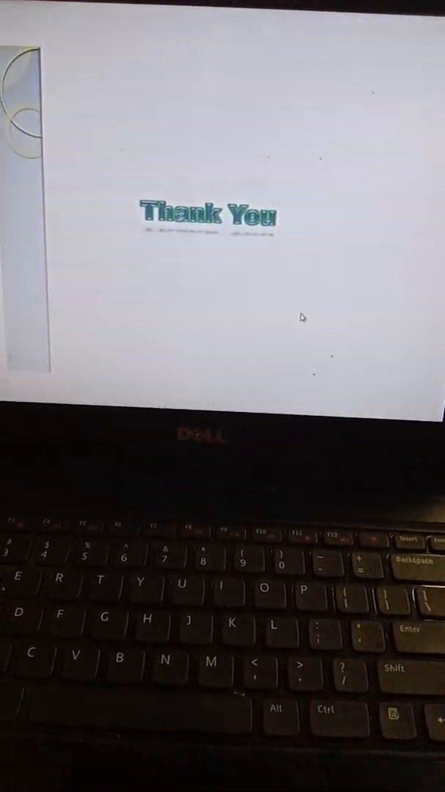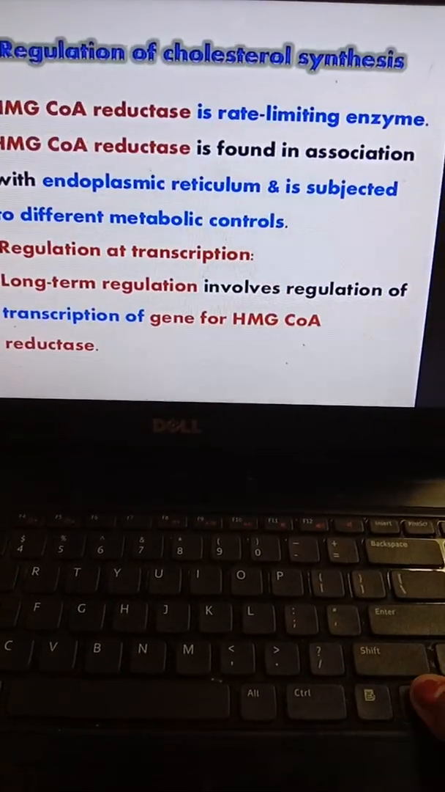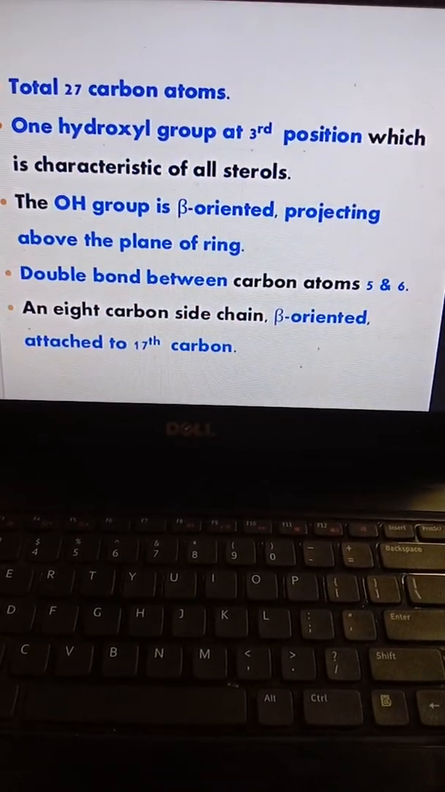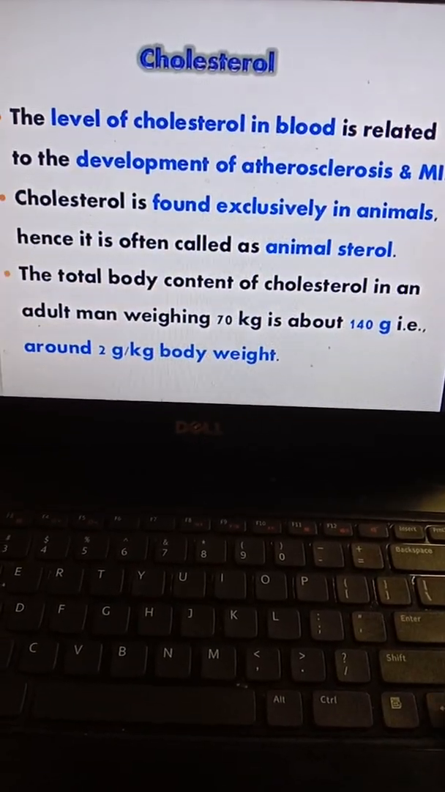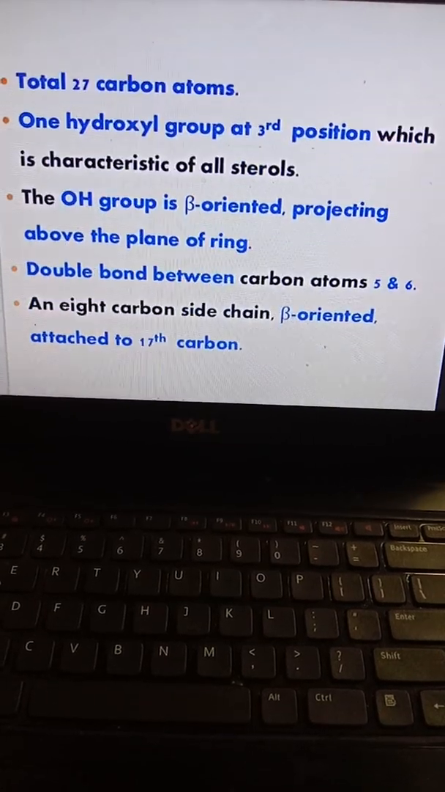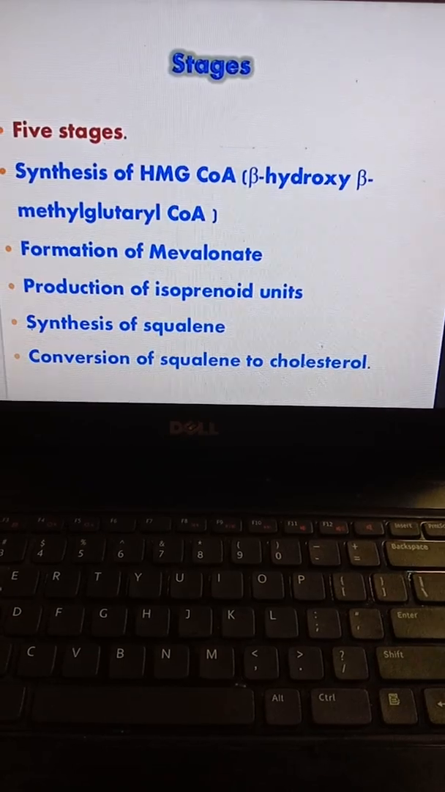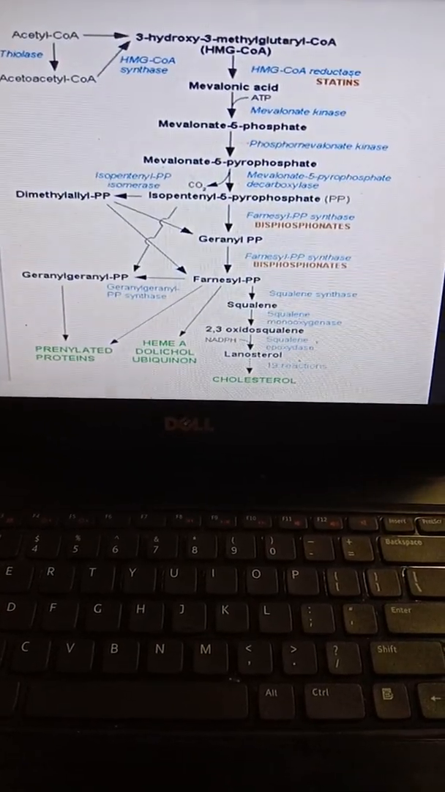So your requirement is to study the sites of cholesterol synthesis, first of all what cholesterol is, then the cholesterol features, the sites, the requirements, the stages and the pathway.